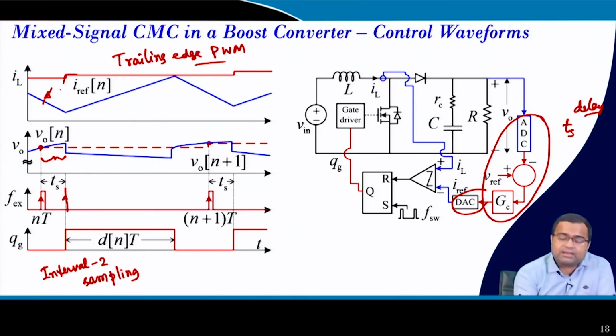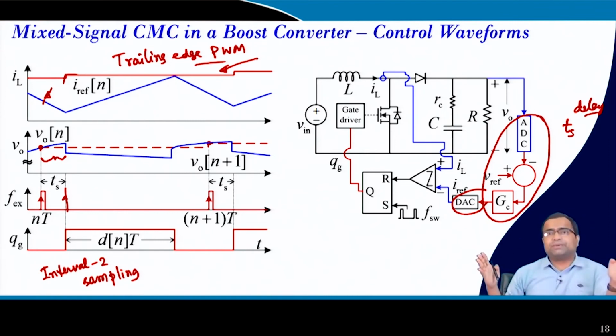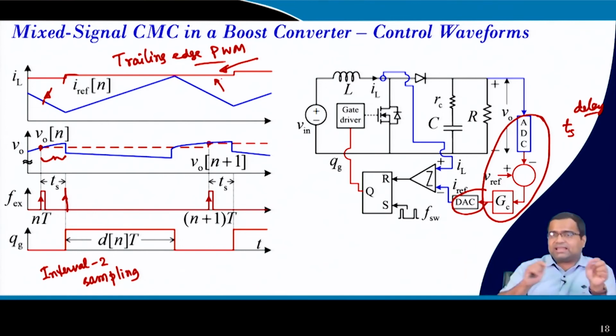Another interesting point, in analog current mode control, the peak current is coming from the analog loop, where the peak current actually varies within the switching period, because it is a continuous function. But in digital control, since you are sampling once per cycle, this peak current remains constant for the whole cycle. So, it looks like a constant current reference for the whole cycle, and it will get updated in every cycle.